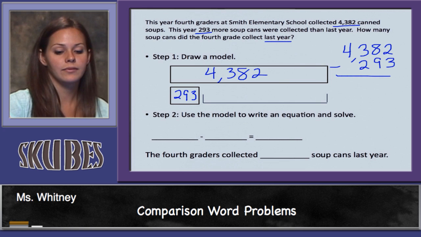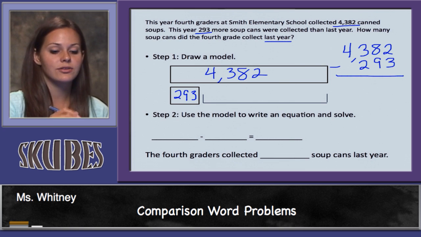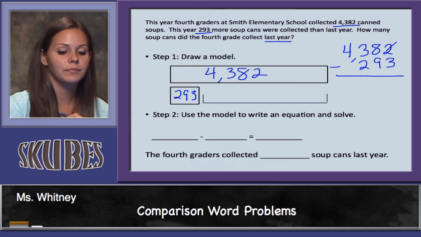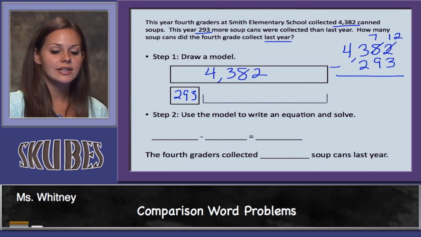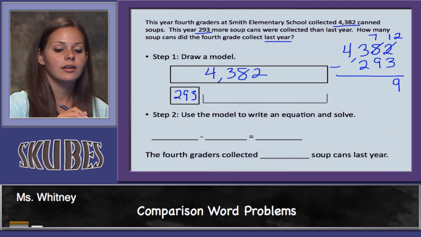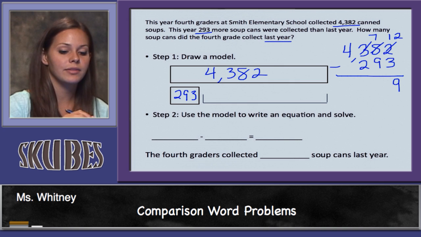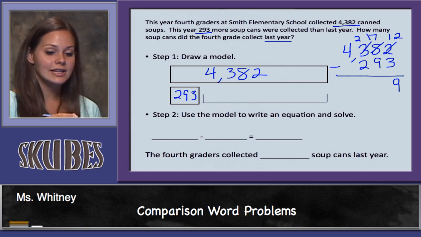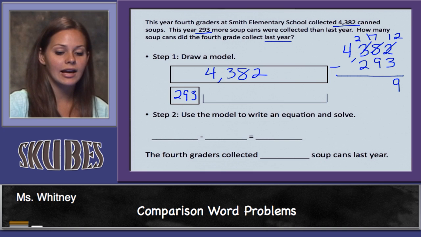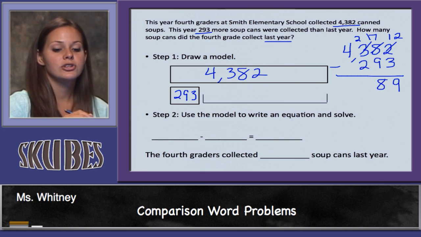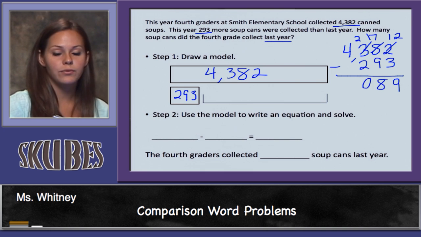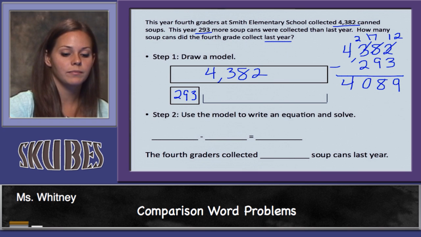293. We can't subtract 2 minus 3, so we're going to regroup. Our 8 becomes a 7. Our 2 becomes a 12. 12 minus 3 is 9. We can't subtract 7 minus 9, so we'll regroup again. The 3 will become a 2. The 7 becomes a 17. 17 minus 9 is 8. 2 minus 2 is 0, and 4 minus 0 is 4.